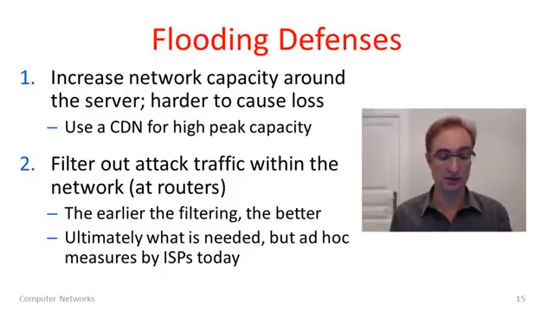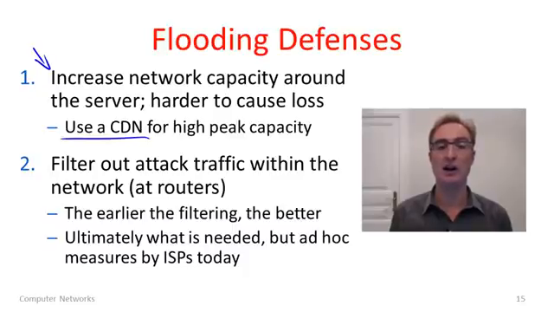I've listed 2 possible flooding defenses here, both of which are used in practice, both of which help. The first one is to increase the network capacity around the server. We said we were going to fill up those access links and clog them. If we can make those access links bigger, they'll be harder for an attacker to clog. And a particular approach which is used here a lot, if you're a high-end internet service and you want to stay up, is to use a CDN. A CDN is really replicating the server at many different locations, so we'll be getting a higher access link bandwidth across all of those locations. We're really summing it together.